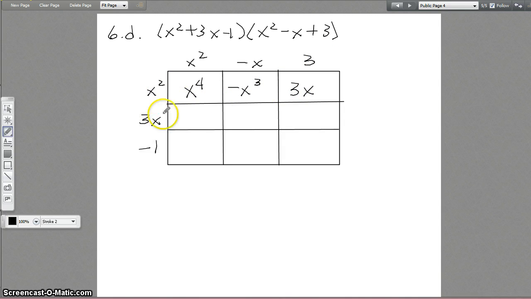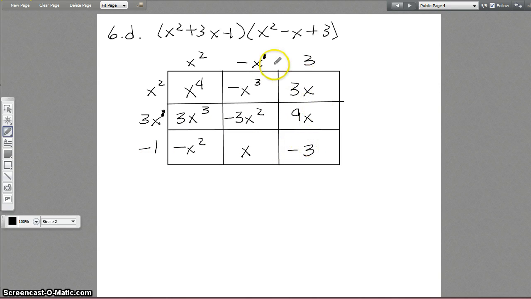Next row, 3x times x squared is 3x cubed because this is x to the 1st power. It's understood to be the 1st power. 3x times negative x, again, this is understood to be the 1st power. 3x times negative x is negative 3x squared. And then we have 3x times 3 is 9x. Last row, we have negative 1 times x squared is negative x squared. Negative 1 times negative x is going to be a positive x. And then negative 1 times 3 is negative 3.